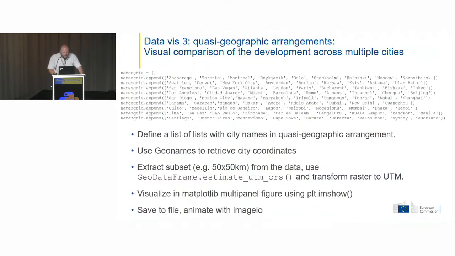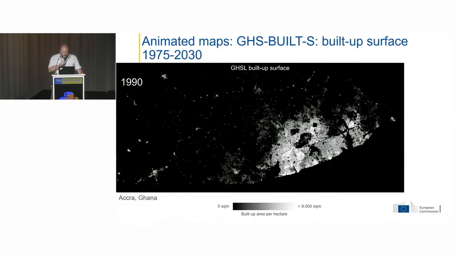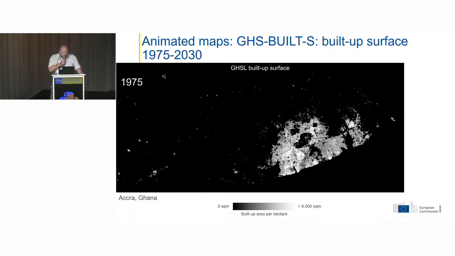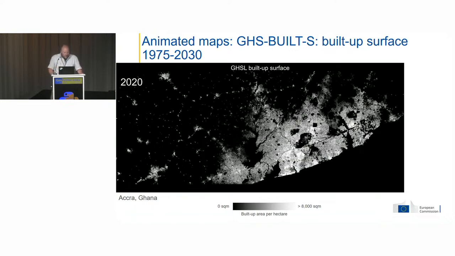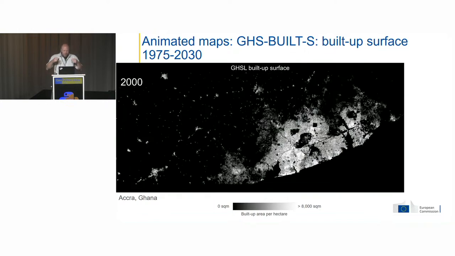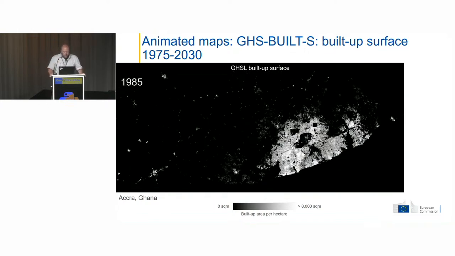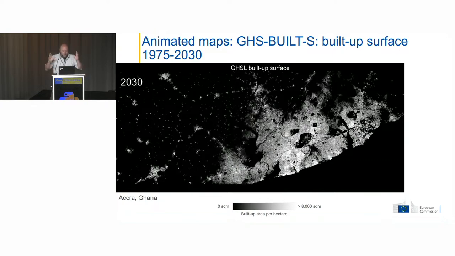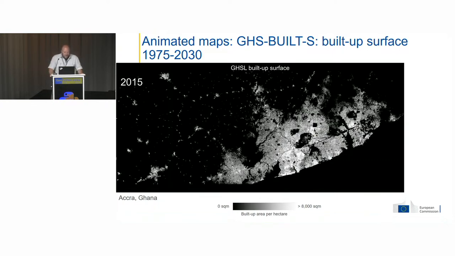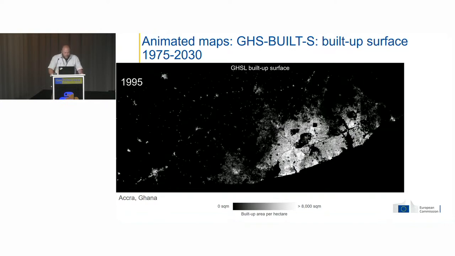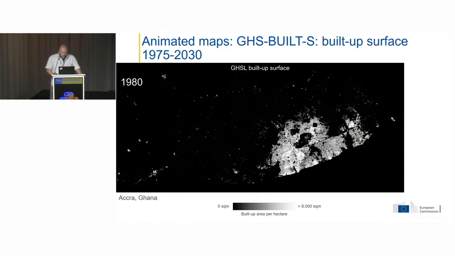Yeah, and then we visualize it in Matplotlib using a multi-panel figure and imshow, and then save these to file for each year, and then use, for example, imageio to merge them into an animated GIF. And here we see some more animated GIFs that can be produced. This is Accra, Ghana, where you can nicely see how the city has grown over time. So the same concept, basically: we take an area of interest, we crop the data, we reproject it, and then we merge it into an animated GIF.